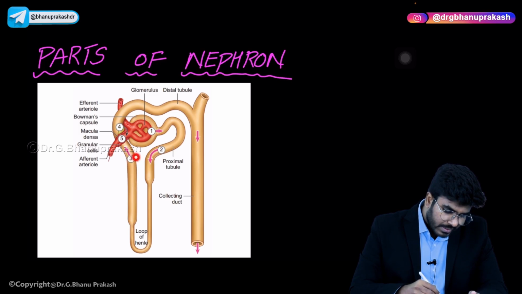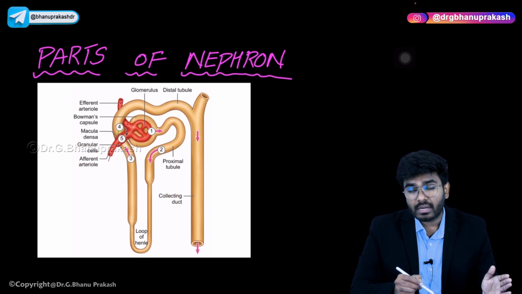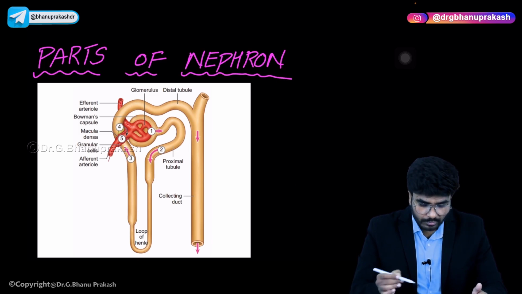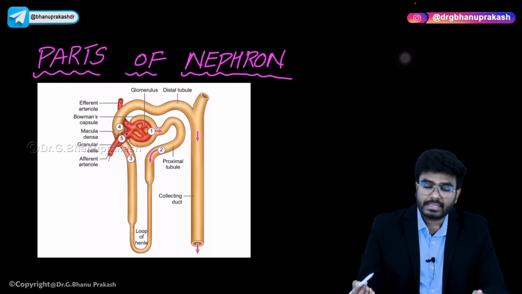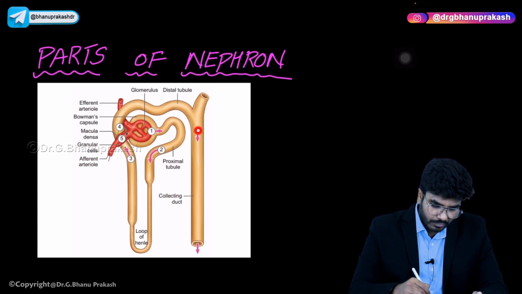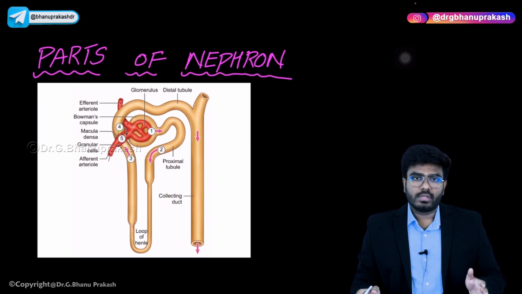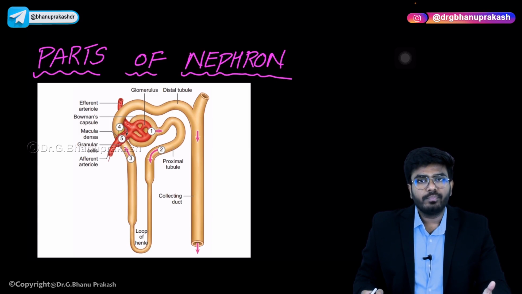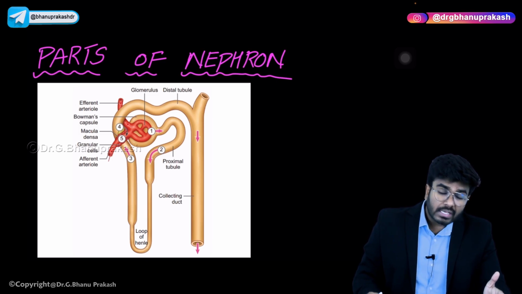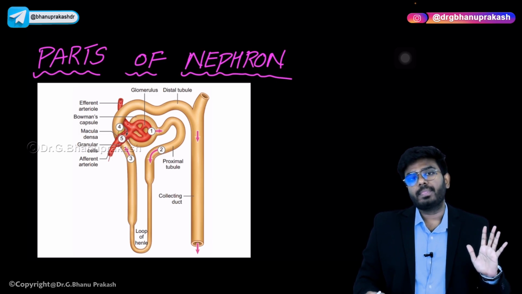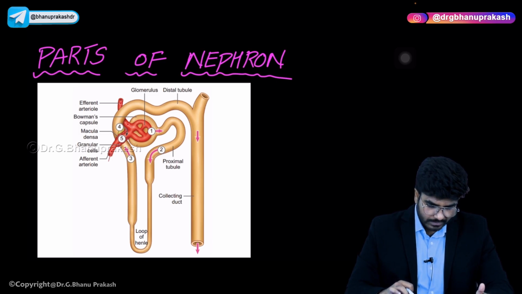Now from here, this urinary ultrafiltrate is going to enter into this area, known as the distal convoluted tubule. The proximal convoluted tubule is there as well as the distal convoluted tubule. Now this distal convoluted tubule is going to end as the collecting tubules. So these are the parts of the nephron: Bowman's capsule, proximal convoluted tubule, descending limb of loop of Henle, hairpin turn, ascending limb of loop of Henle, distal convoluted tubule, and collecting tubules.